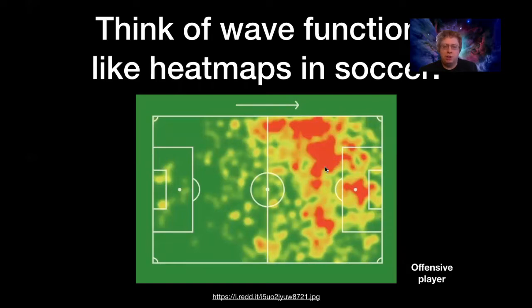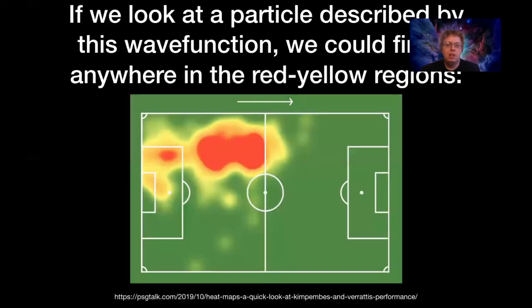If we try to figure out where this soccer player is at any given time during the match, they're much more likely to be found in the red areas than in the green areas. But with only this knowledge, with only the knowledge of this wave function like thing, we can't know exactly where the soccer player is at any given time. We can just guess, much more likely that you'll find the soccer player here than you will to find the soccer player over here.